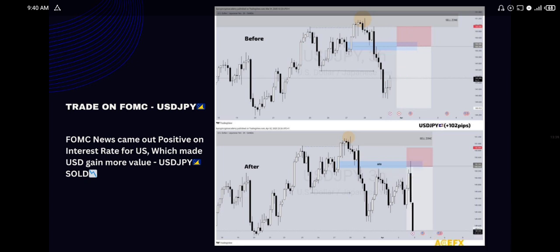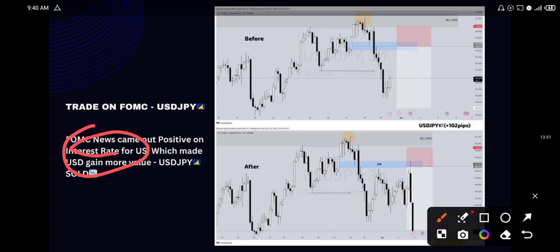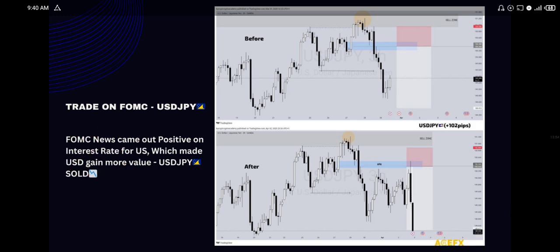So the FOMC meeting came out, and the interest rate was weak on the US. You understand? Interest rate was weak on the US, which made USD JPY sold. So don't look at this error. This is just simply an error. Just jot down what I said right now, because I said since the US interest rates came out weak, it made USD lose value and USD JPY sold. Do you understand? JPY was stronger than USD. That's why it sold drastically.